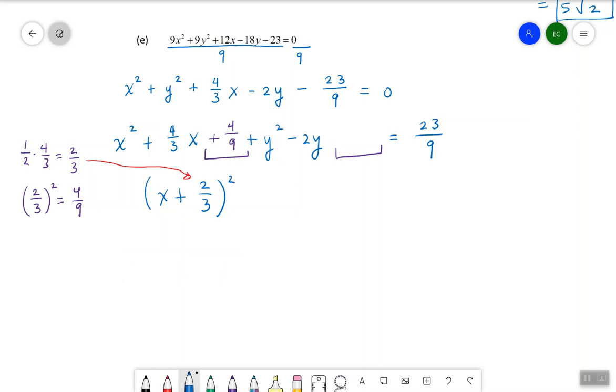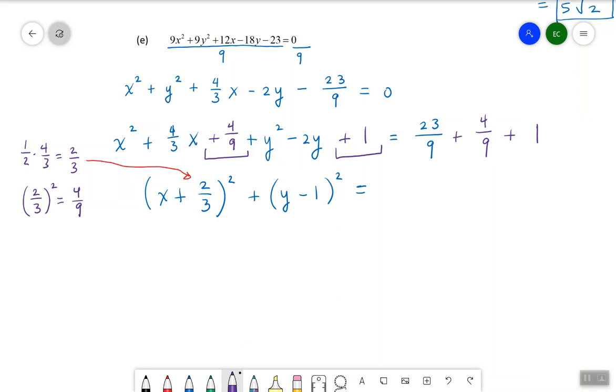Okay. For y, half of -2 is -1. Square that and get a +1. So let's add 1 right there, and then we'll have y minus 1 squared. And then let's be careful here. We need to make sure that we add the 4/9 and the 1 to the other side as well.